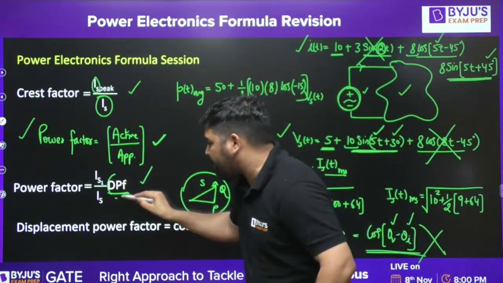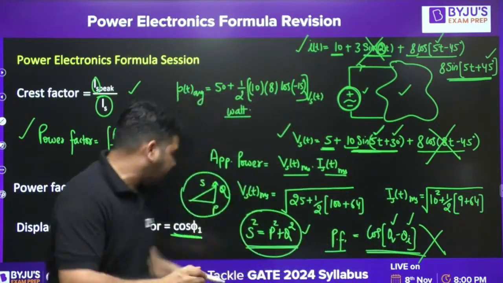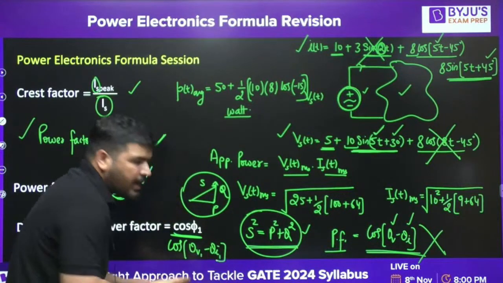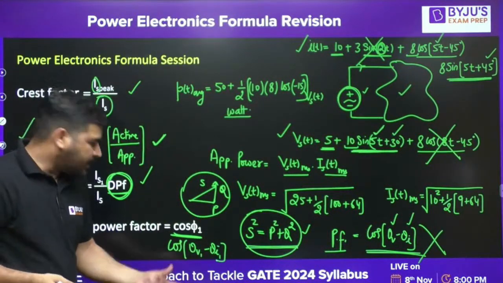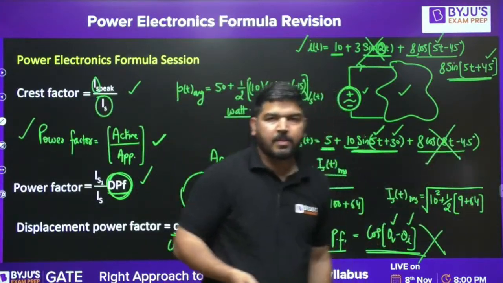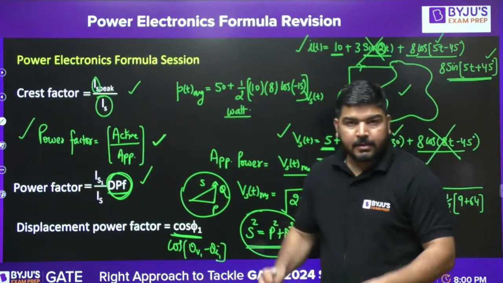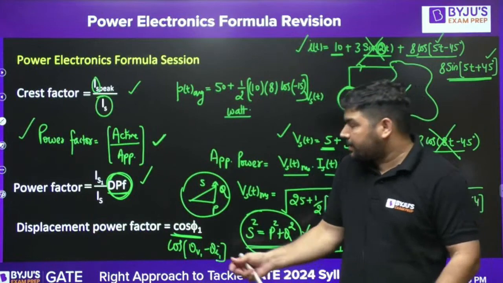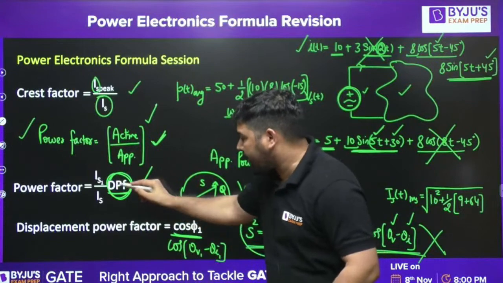The displacement power factor, you can say, is cos phi 1. It means it is cos of theta V1 minus theta I1, the cosine of the angle difference of the fundamental voltage and the fundamental current. But this is valid only if the source has a pure sinusoidal term. If the source has harmonics, there is no meaning of displacement power factor. These things are defined only for particular situations. You cannot say that this is applicable everywhere. That's why I don't recommend this formula.